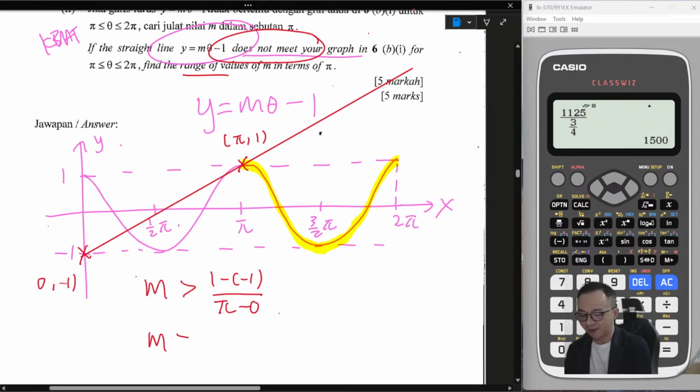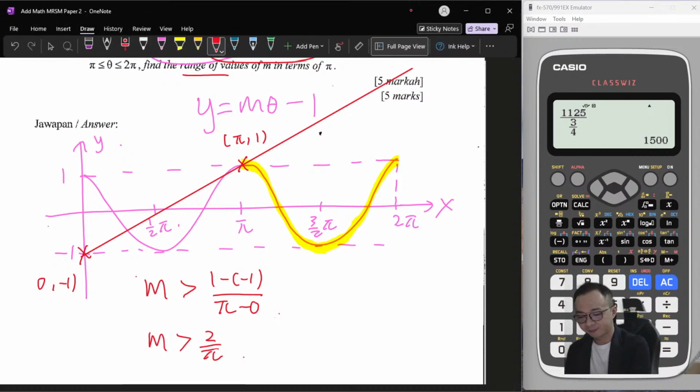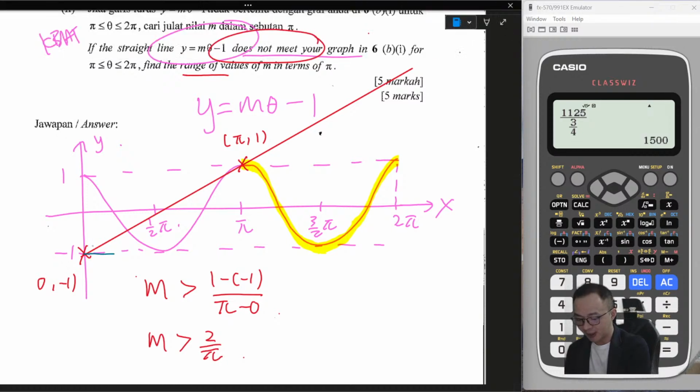So that means that my gradient must be bigger than 2 over pi. Okay, this is one of the conditions. But then, what if my gradient is like this?